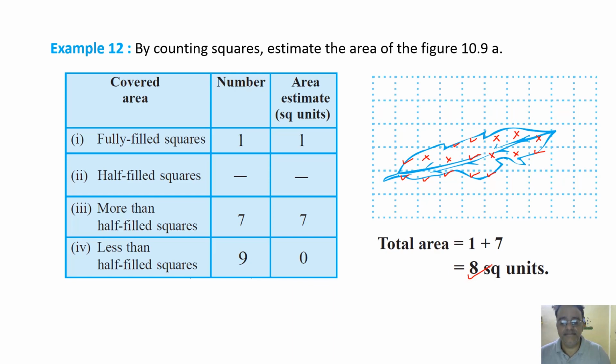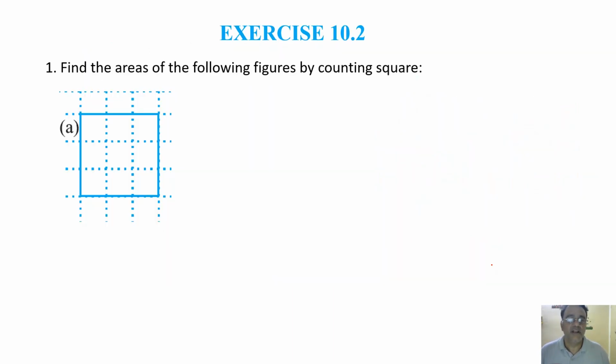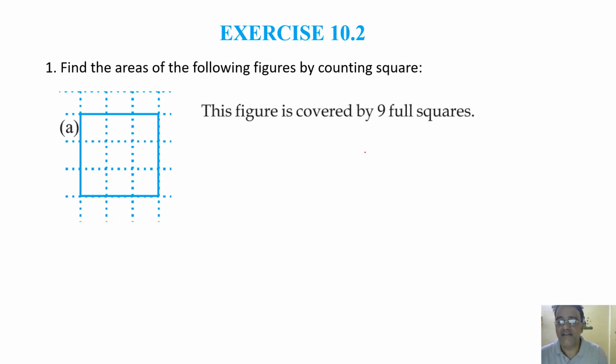Okay. So now we are moving toward exercise 10.2, first question. जो line segment से बना हुआ, that is very easy to calculate. Find the areas of the following figures by counting squares. So how many fully filled squares? 9. Right. So therefore the area will be 9 into 1, क्योंकि एक का 1 unit है. So 9 square centimeter.